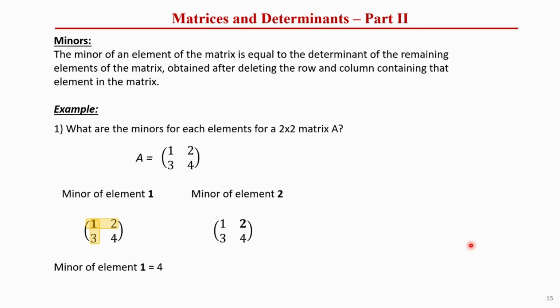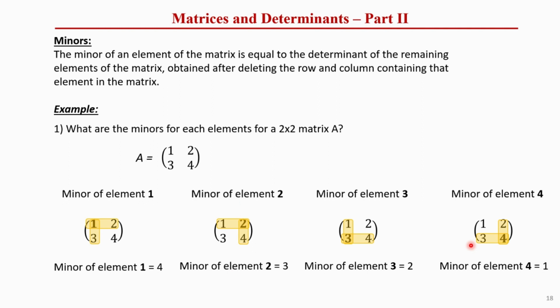Similarly, the minor of element 2. We delete the row containing element 2, which is the first row, and we delete the column containing element 2, which is the second column, and we are left with 3. So the minor of element 2 is 3. Similarly, we can calculate the minor of element 3. Turns out it's 2, and the minor of element 4 turns out to be 1. So it was pretty straightforward for a 2 by 2 matrix, right?